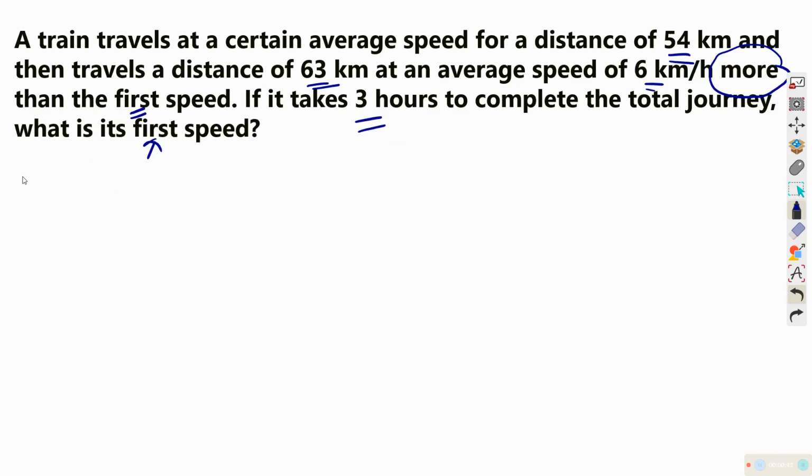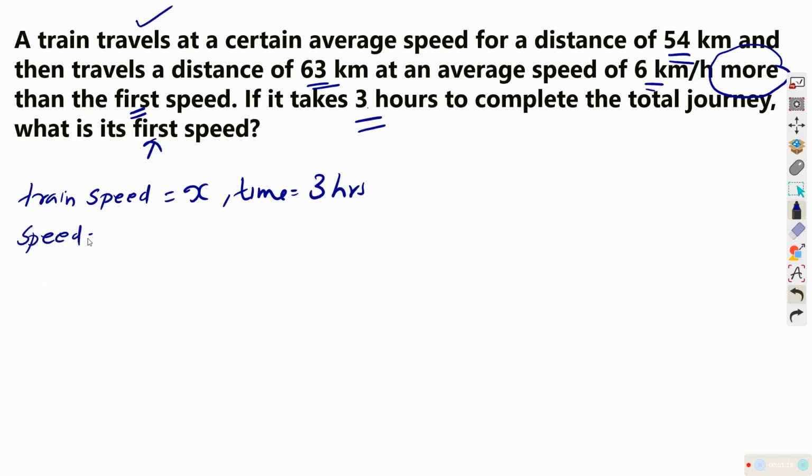Here is a train traveling where there is a change in speed. From the first speed, an increase in speed is there. So that is a speciality of the question. Let us consider the train speed as x kilometer per hour, and the time taken for the whole journey is given as 3 hours. Now the speed formula is familiar to us. Speed is equal to distance upon time. That means time can be equated as time is equal to distance upon speed.